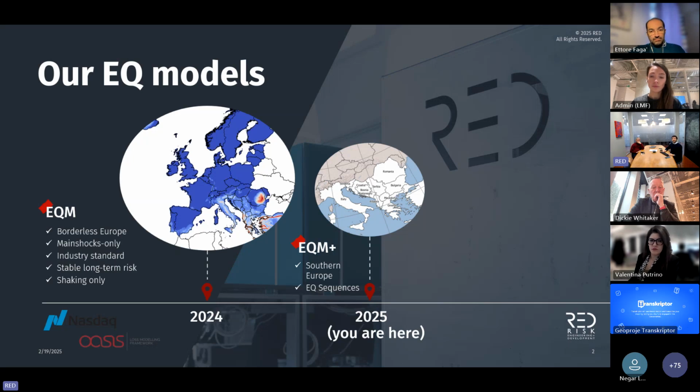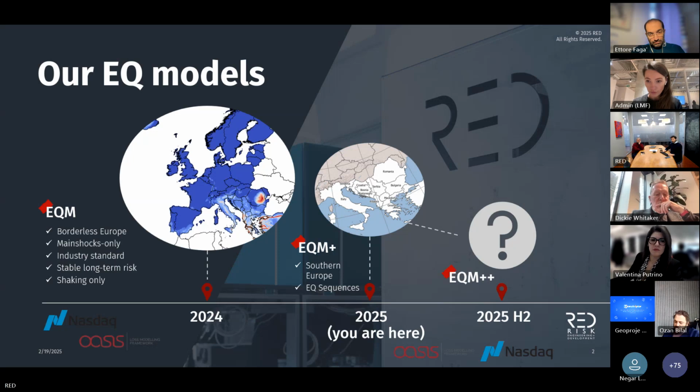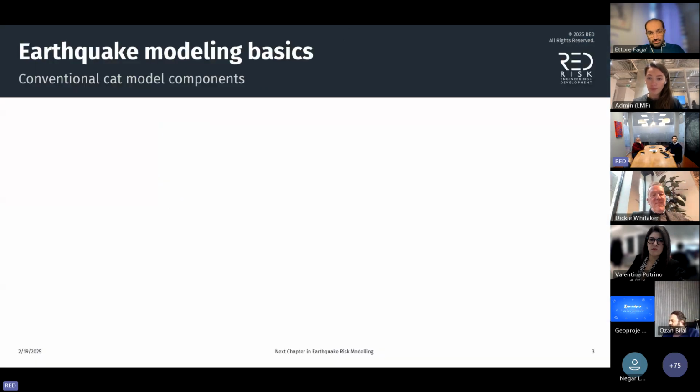We're here for EQM Plus, and that is our first earthquake risk model with sequences for Southern Europe. For the geographic extent that you are seeing in the photo, currently we have a subset of these countries, but in the next few months, we're going to be rolling them out gradually and all of this coverage will be available at the end of the year. Likewise, like all of our models, they are going to be available through Oasis and on NASDAQ's platforms. A little bit more on EQM Plus during the presentation. I swear this is the maximum number of pluses that you're going to see. There's not going to be any more pluses.